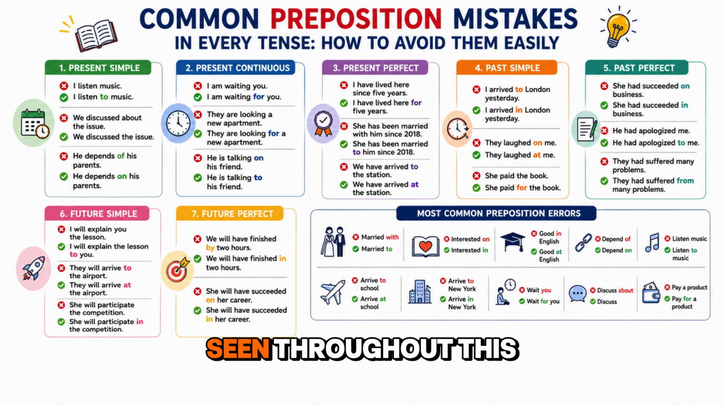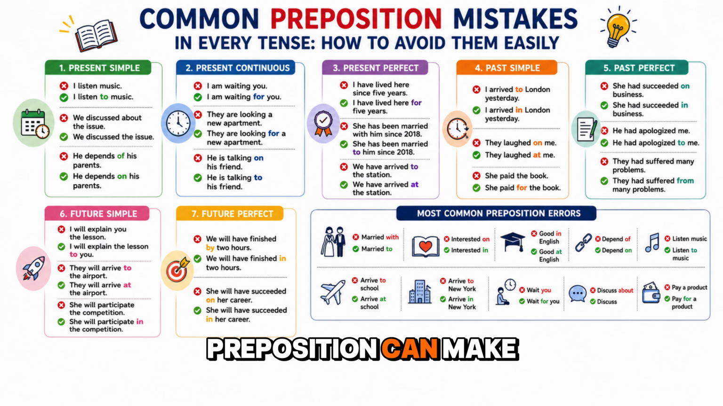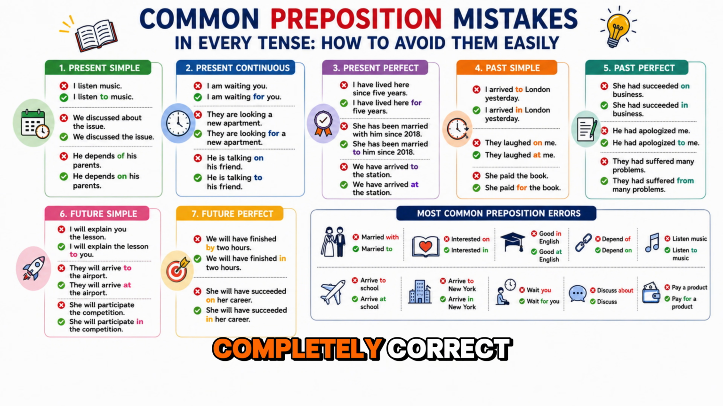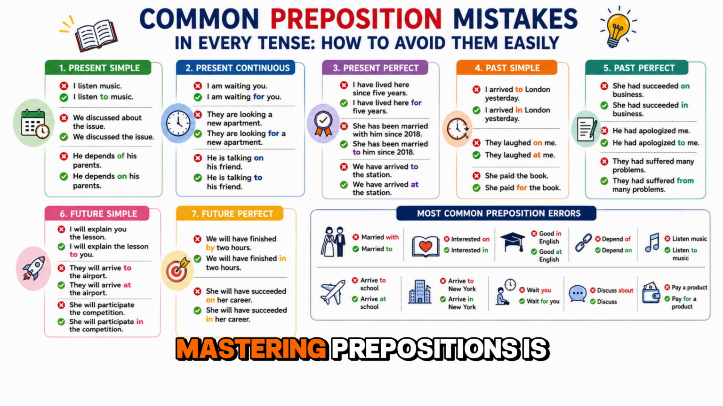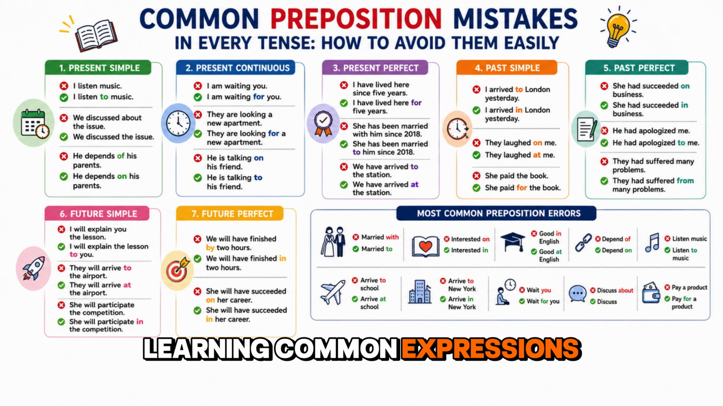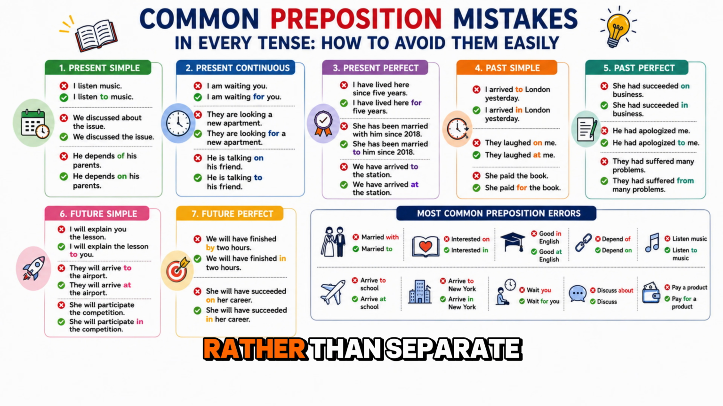Conclusion. As we've seen throughout this lesson, prepositions may be small words, but they play a very important role in English. A single incorrect preposition can make a sentence sound unnatural, even when the verb tense is completely correct. The key to mastering prepositions is not memorizing long grammar rules. Instead, focus on learning common expressions as complete phrases. Learn, listen to, depend on, wait for, focus on, interested in, and succeed in as whole expressions rather than separate words.